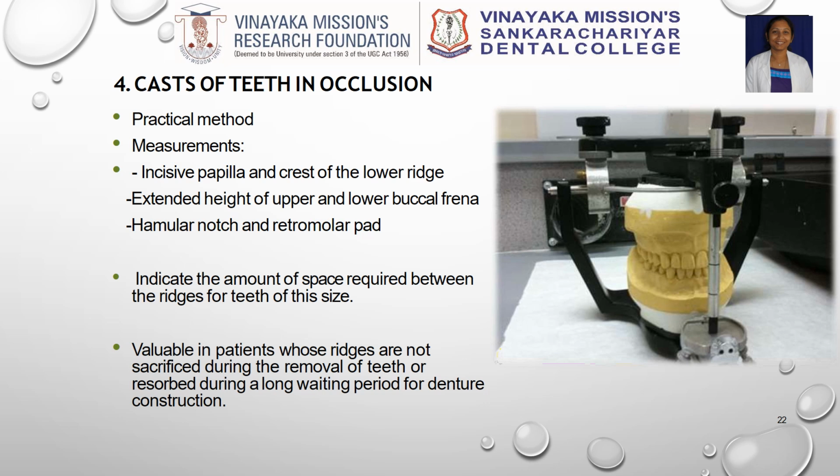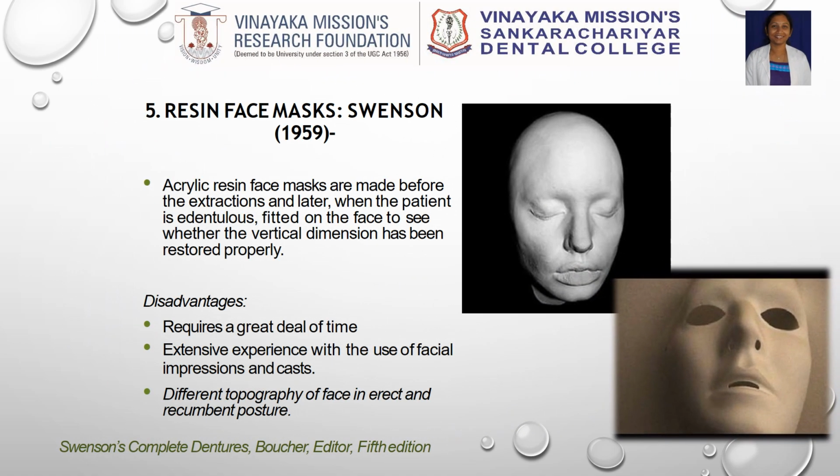The pre-extraction casts, if present, are always useful to determine the vertical dimension and the height of the teeth, and the size of the teeth can also be determined. According to Swenson, in the year 1959, he made a resin face mask. This resin face mask is done before the extraction, and it is compared with the vertical dimension after the extraction, and it is used for restoring it properly. The main problem is that it is very costly and it is time consuming.